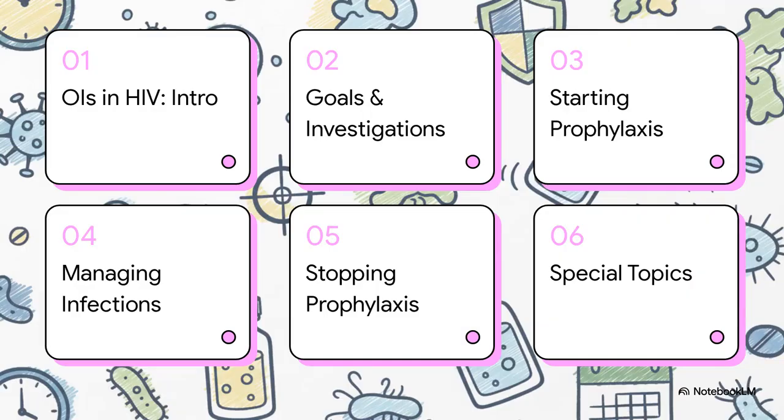Here's a quick look at our game plan. We'll kick things off with an intro to OIs, then move into therapy goals and the key investigations you'll need. After that, we hit the really high-yield stuff: when to start prophylaxis, how to manage active infections, and, just as important, when to stop prophylaxis. We'll wrap up with two special topics: IRIS and pregnancy. Think of this as your clinical roadmap.